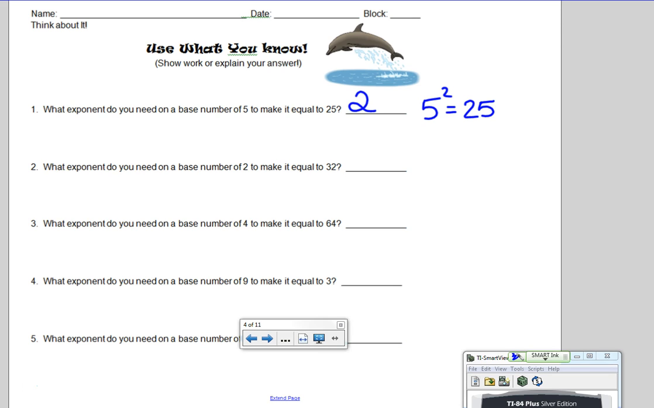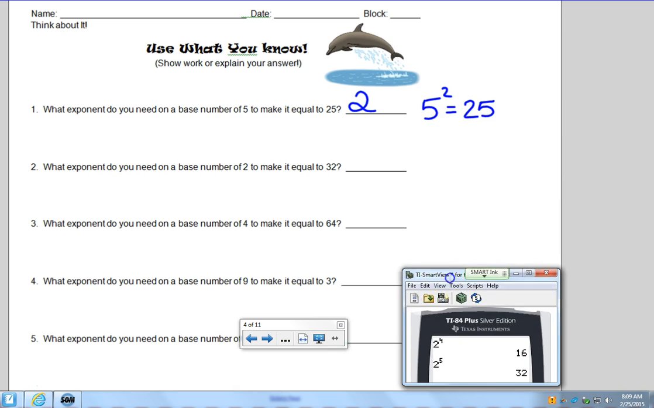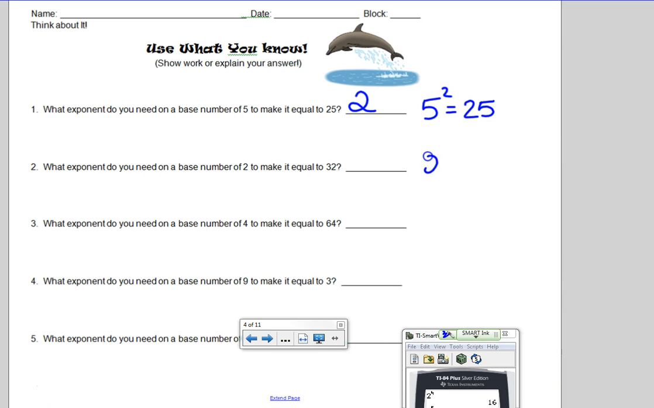Number 2, what exponent do you need on a base number of 2 to make it equal to 32? We could guess. If you don't know this one, again, they will get more familiar to you as you use them. You could try 2 to the 4 power. Nope. Try 2 to the 5 power. So 2 to the 5 power makes 32. So that would mean the exponent would be 5.